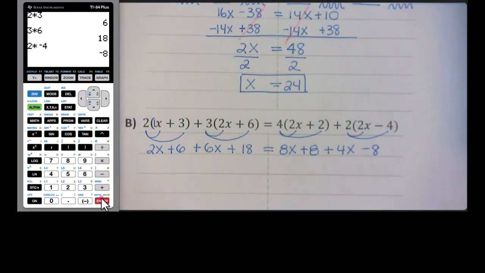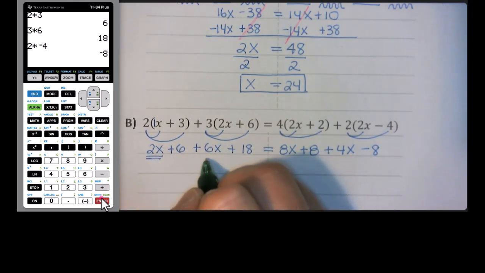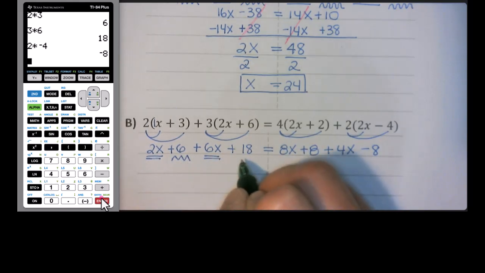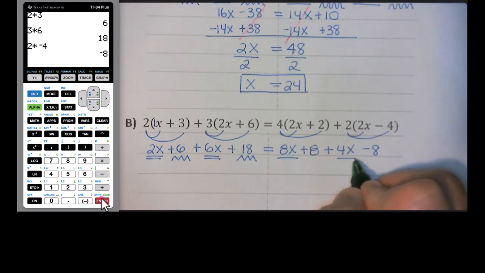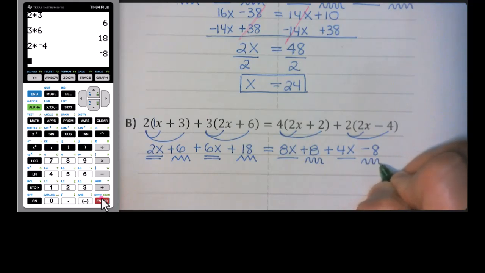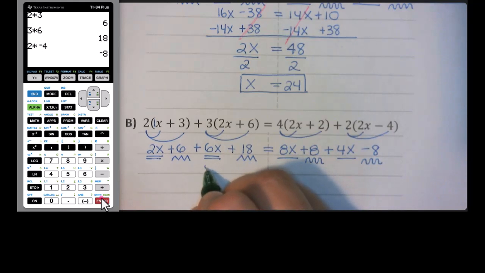So first thing we did is eliminate parentheses. When we do that, we get an equation with no parentheses. That's what we want. Next step is to combine like terms. So we're going to combine 2x with 6x. We're going to combine 6 with 18. On the other side, I can combine 8x with 4x. And then I can combine 8 with minus 8.